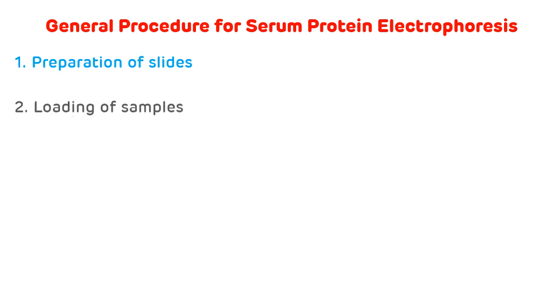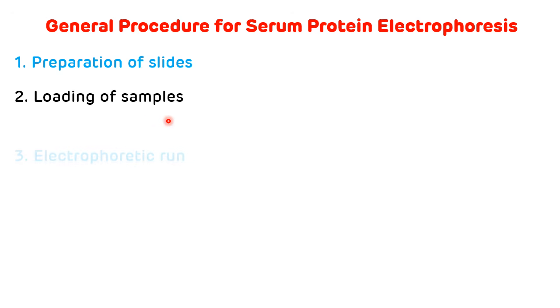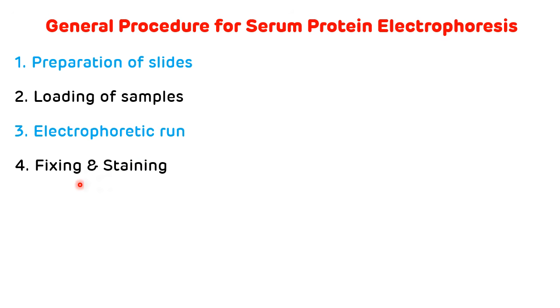Now, what is the general procedure for serum protein electrophoresis? There are 4 steps required for serum protein electrophoresis. First one is preparation of slides. Second one is loading of samples. Third one is electrophoretic run. And the fourth and last one is fixing and staining.